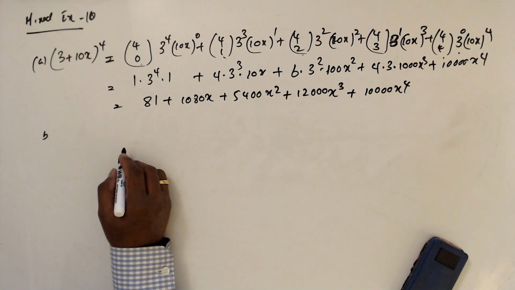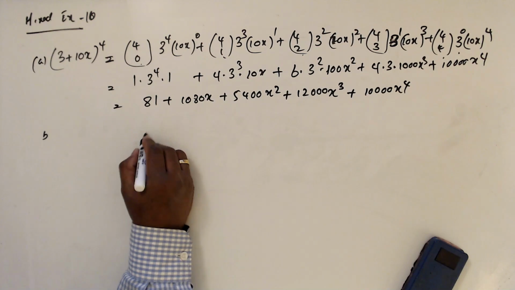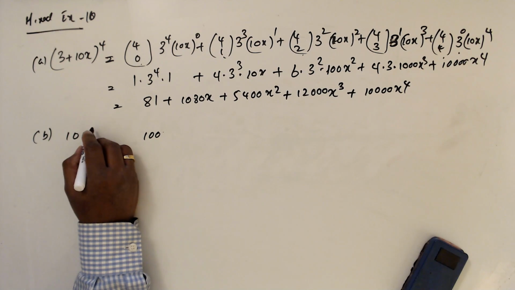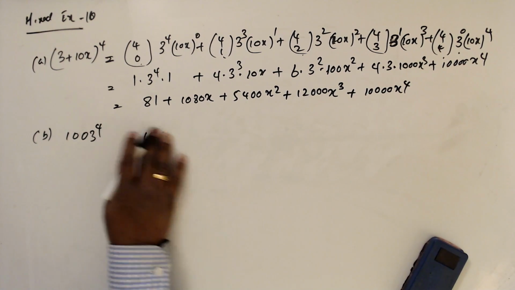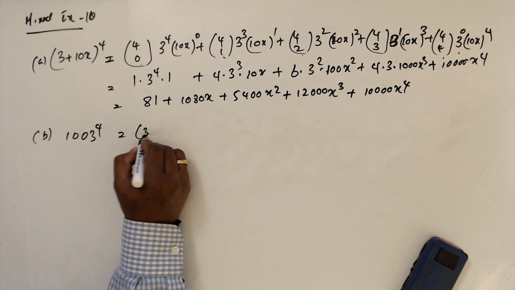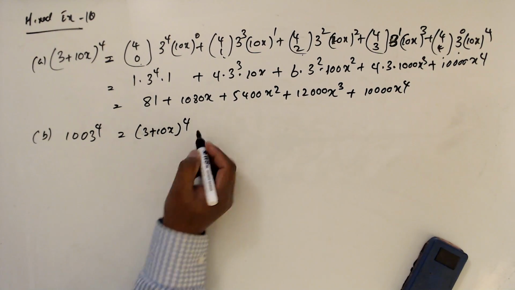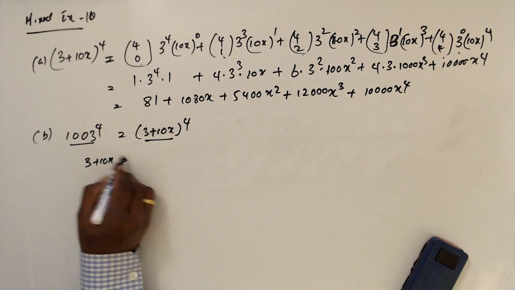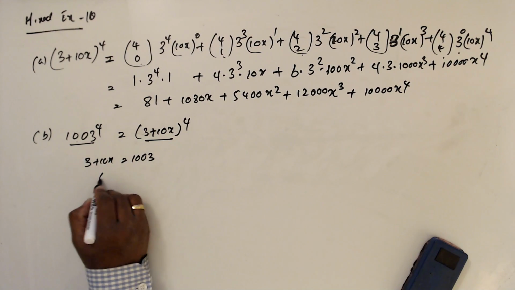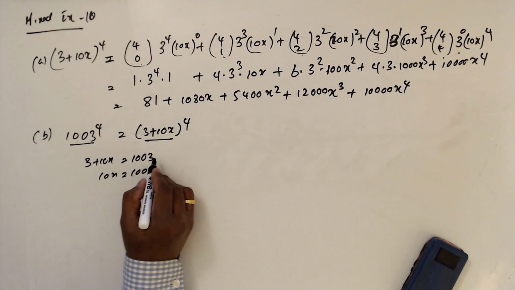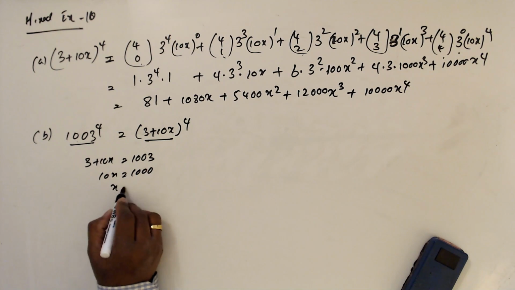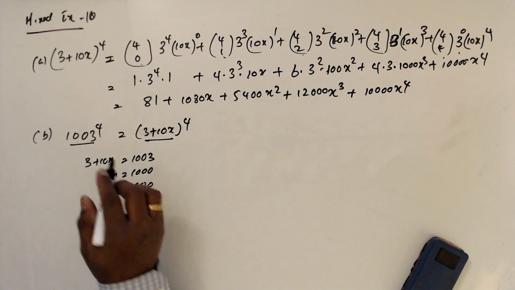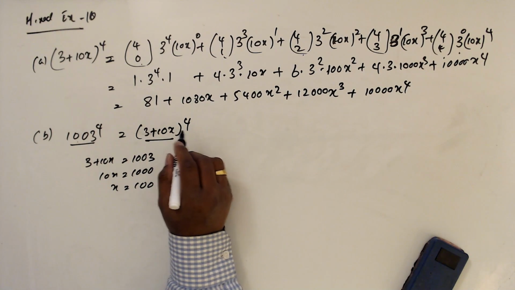Now part B, we need to find an approximation to this, 1003 to the power 4. So we'll match with this one, 3 plus 10x to the power 4. And this is equal to this. I will write 3 plus 10x equal to 1003. 10x equal 1000. Then x equal 100.